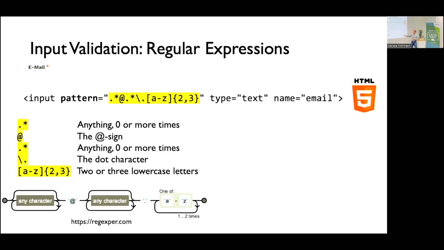In this talk, I'll use the graphical notation, which may sometimes be easier to follow than the expressions themselves. You see any character followed by @, any character, dot, and then 2 or 3 letters a to z. That will be helpful. Then if I use this pattern and actually run the application, suppose I provide the input me.chalmers.se, it will be rejected because the @ symbol is missing. However, if I provide me@chalmers.se, then the string will match, and the browser will allow it.